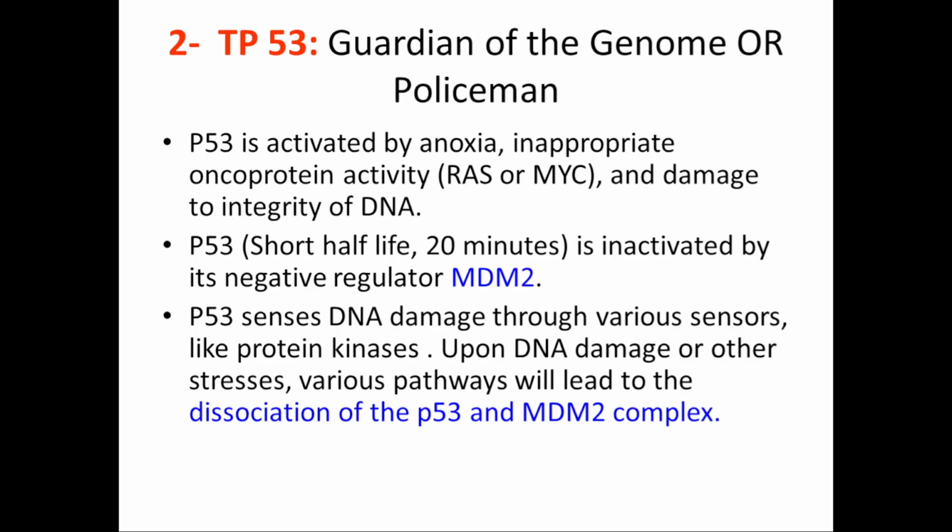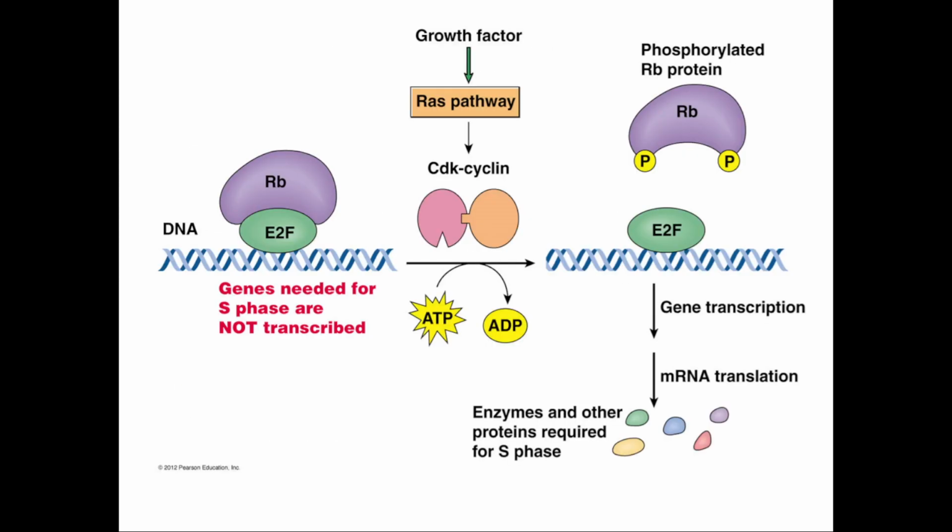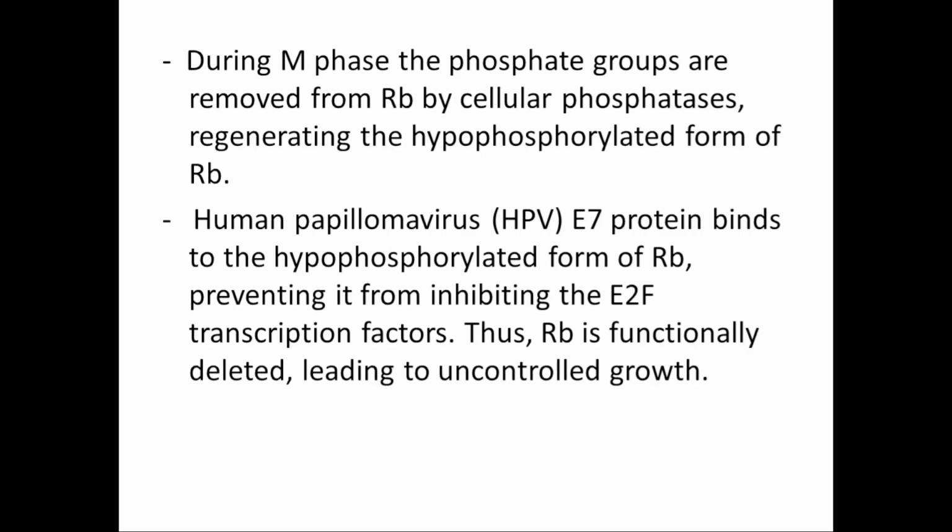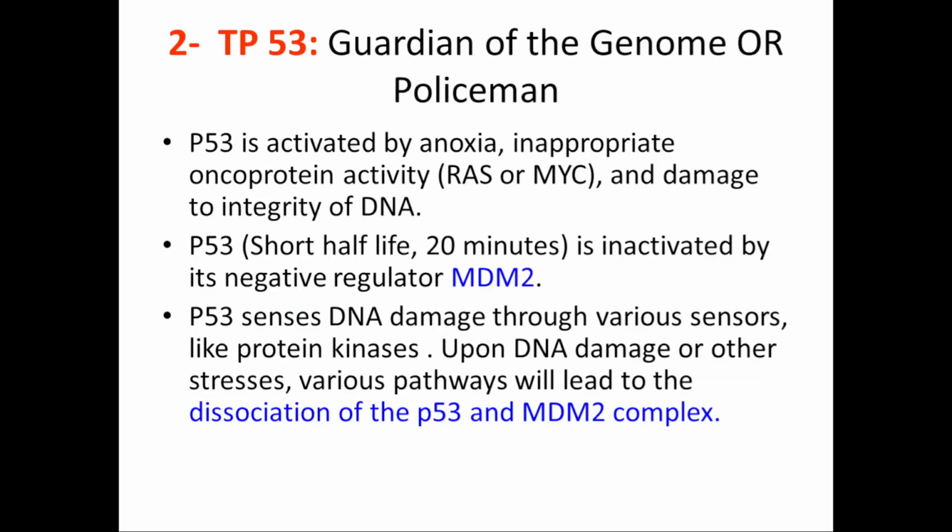If you remember, last lecture we talked about tumor suppressor genes, and we started with the retinoblastoma gene. We said retinoblastoma works on E2F, and that the proliferation of the cells goes through the E2F protein family. P53, the second tumor suppressor gene, is the guardian of the genome, or the policeman of the cell cycle. So P53 has three main actions.